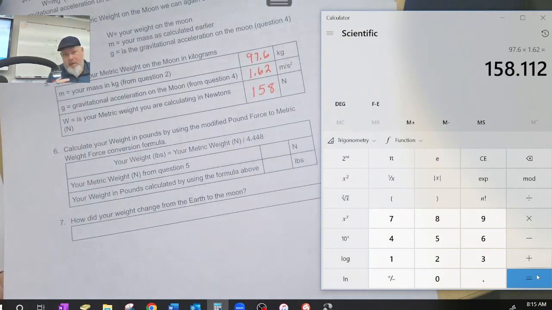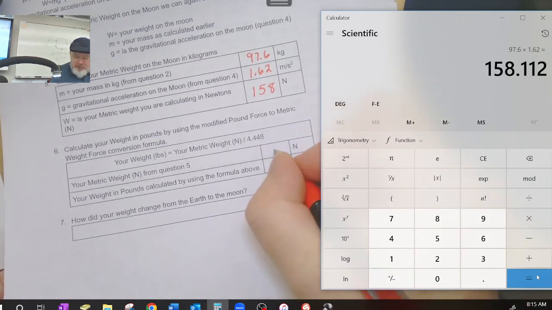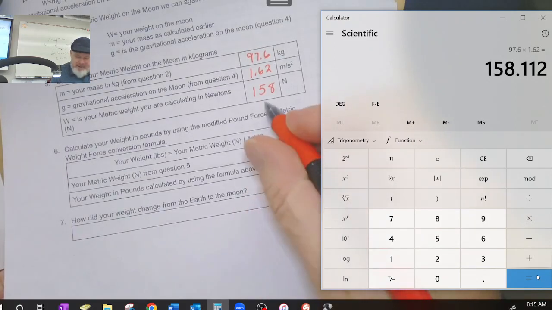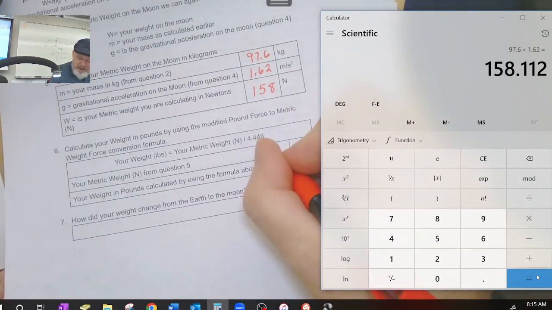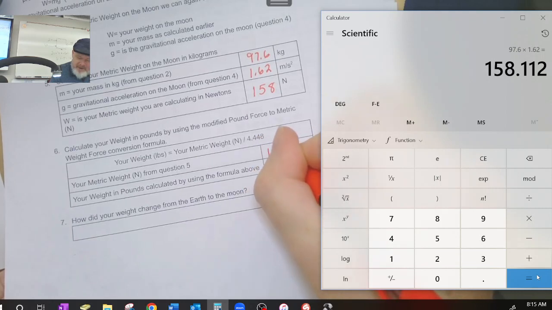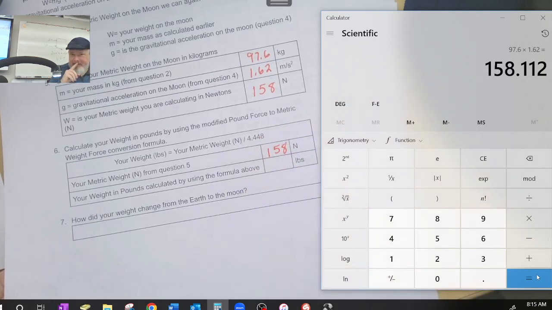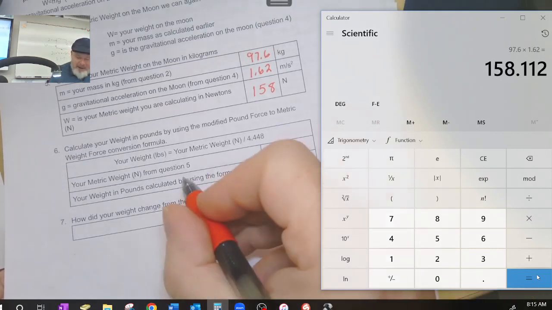But remember, we're going with how many pounds. More of us are more familiar with pounds. So what was your metric weight from question 5? Your metric weight on the moon was 158. My metric weight, not yours. Your number's going to be different. Okay? How many pounds is that?